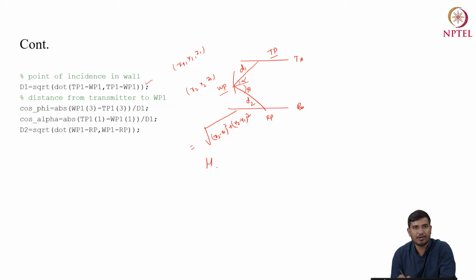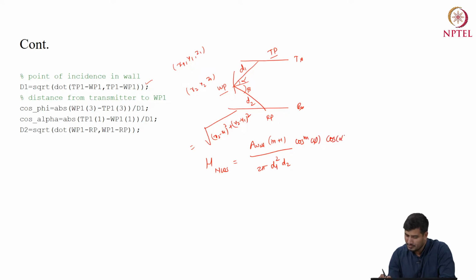if you have gone through the non-line of sight channel gain equation, it is defined as the area of the wall, the area of the point from where your light signal is getting reflected, multiplied by m plus 1 divided by 2 pi d1 square d2 square, times cos to the power m phi, cos alpha, cos beta, and g psi, T psi.